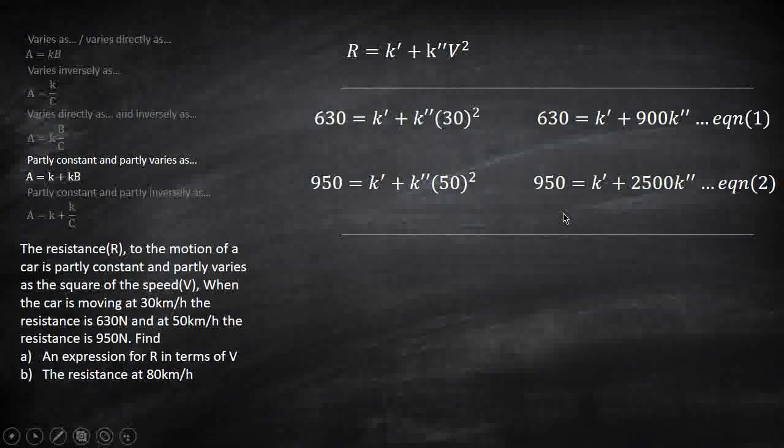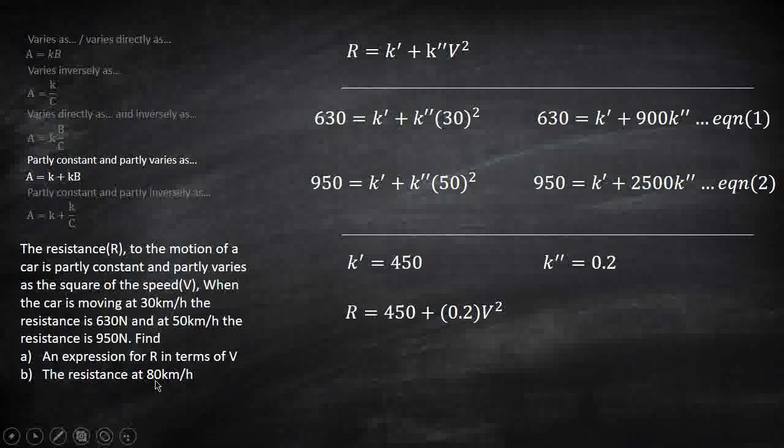I will give a link to that video in the description. Solving them simultaneously, the first k is 550 and the second one is 0.2. So we have both constants. Now the formula is R equals the first constant plus the second times the speed squared.